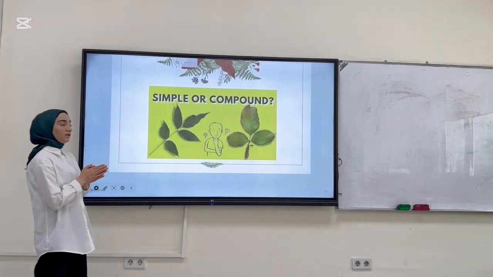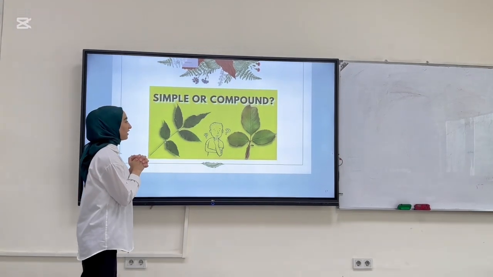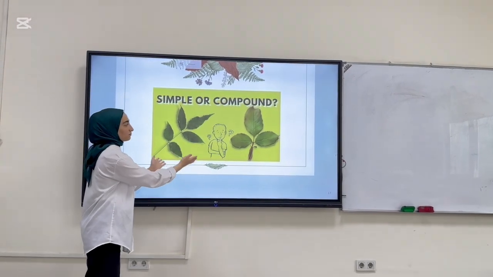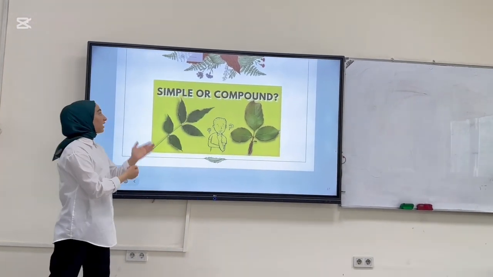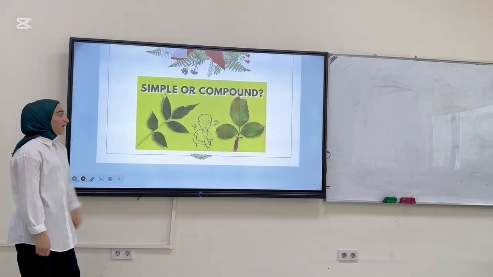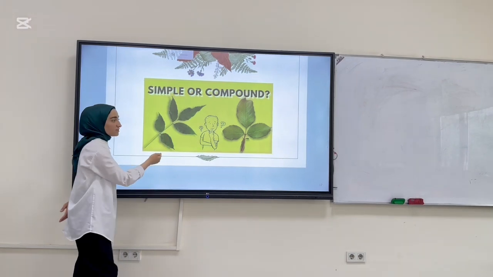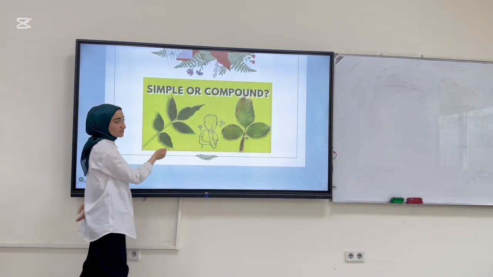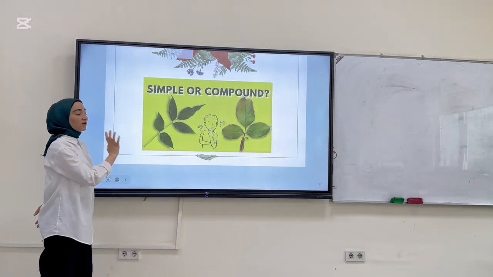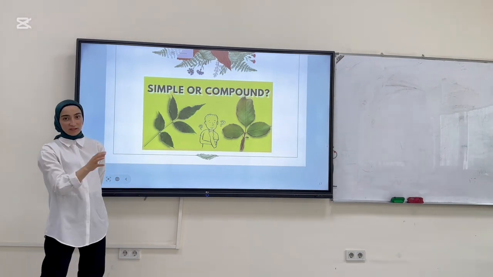Okay, here we have the questions. These two pictures show simple or compound leaves? As you can see, in here we have more than one leaf and more than one axil, so that's why these pictures are the compound leaf.